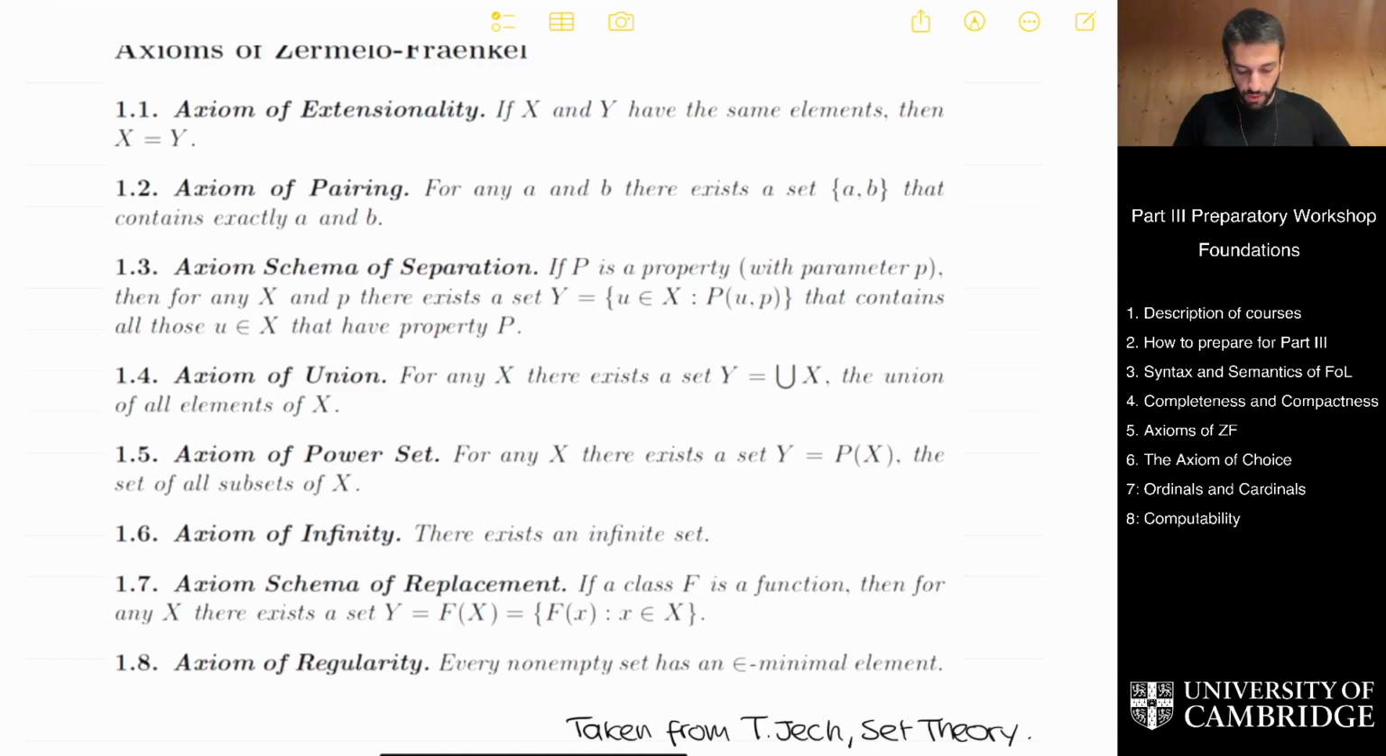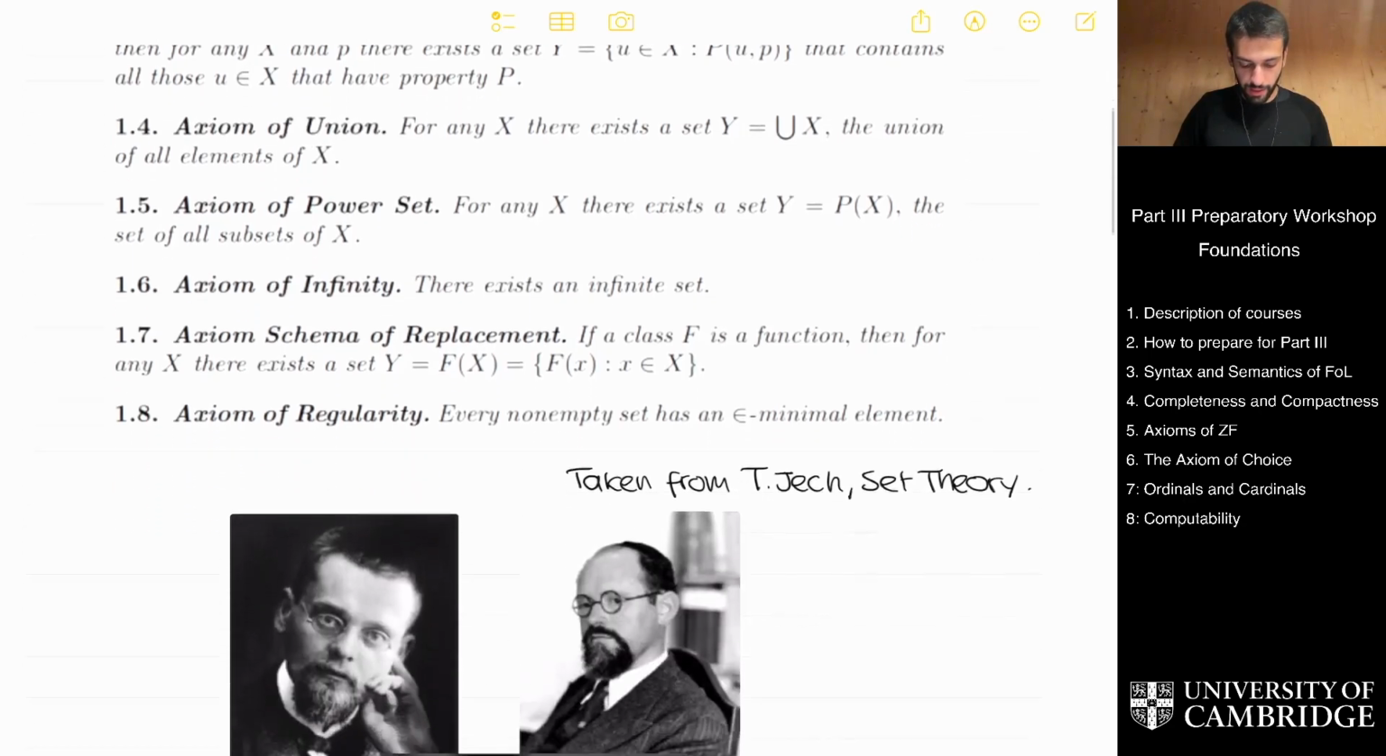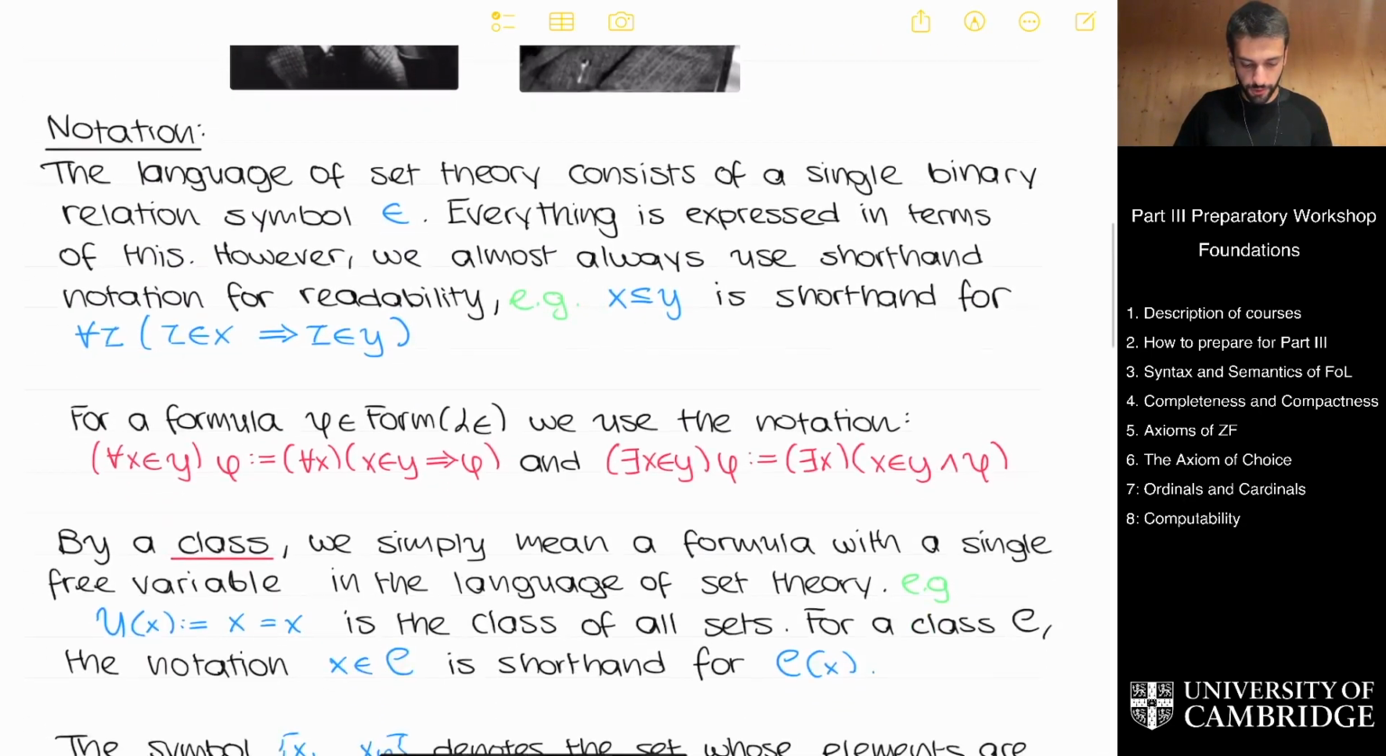The axiom scheme of replacement, and again, this is a scheme because we get one for every class function, and I'll explain what all of these things are in a bit. If f is a class function, then for any x, there exists a set y containing precisely the image of x under this class function. And finally, the axiom of regularity, otherwise known as the axiom of foundation, says that every non-empty set has an epsilon minimal element.